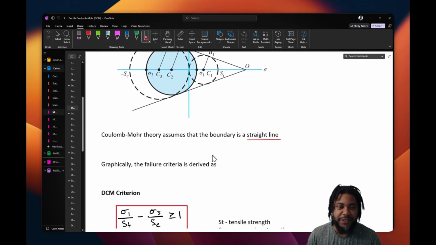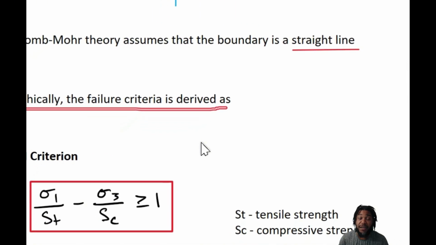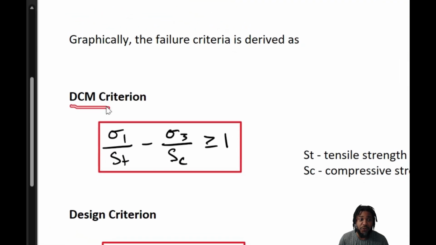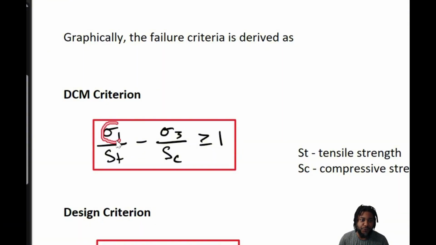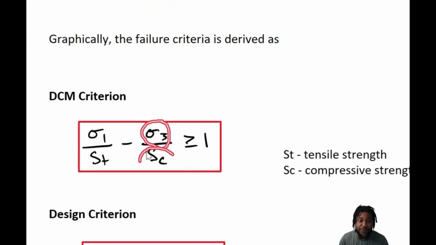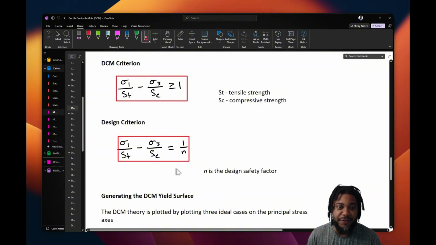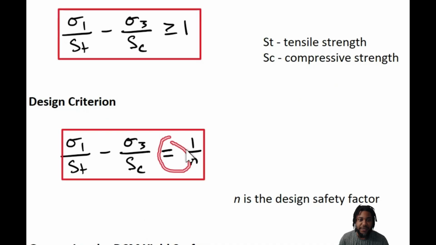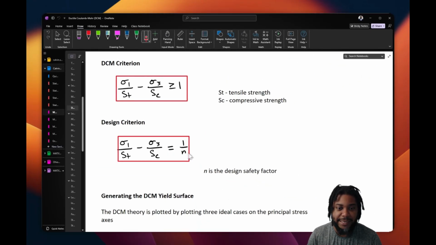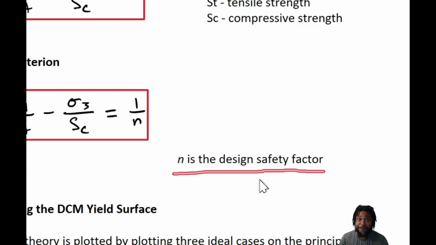Now, graphically, this failure theory can be derived as the following equation, where for the Ductile Coulomb-Mohr criterion, the first principal stress divided by the tensile strength minus the third principal stress divided by the compressive strength, if that is greater than or equal to 1, we are yielding, or we are on our failure surface. If we wanted to add a safety factor, we'd simply replace the inequality with an equal sign, and then the right-hand side with 1 over n, where n is our design safety factor.